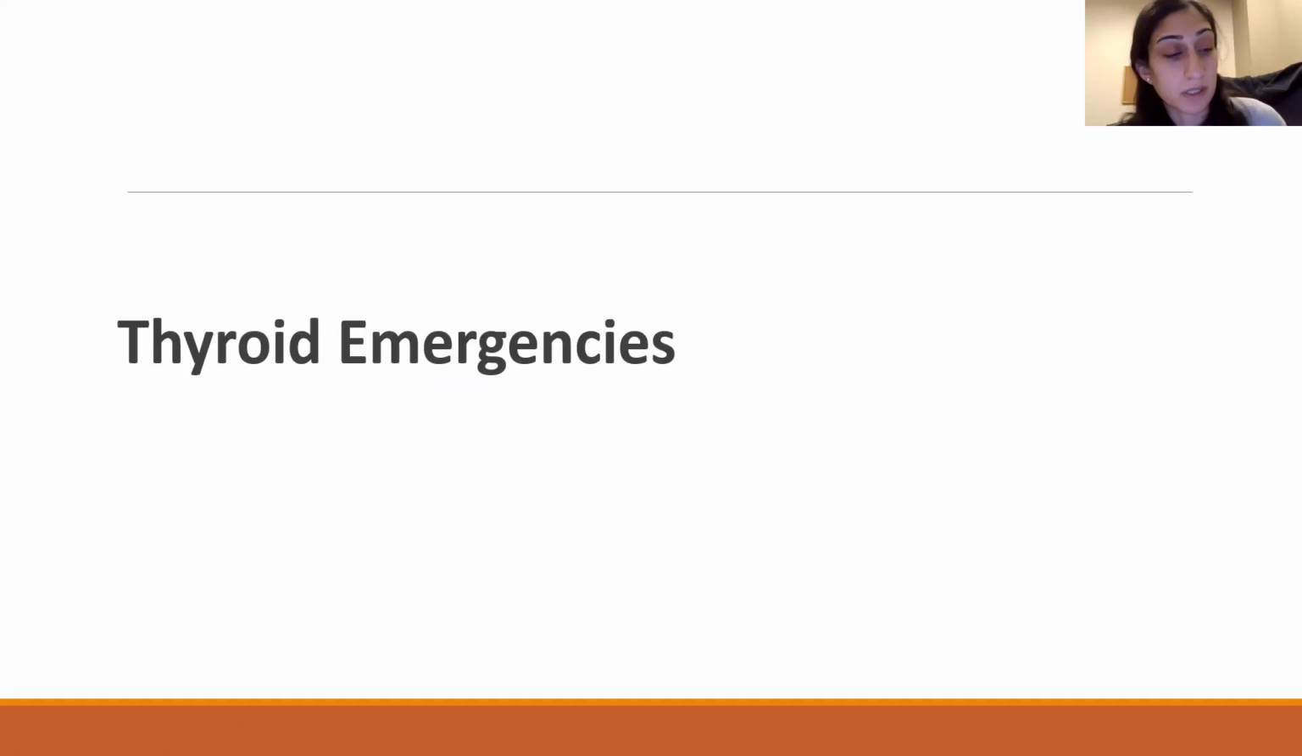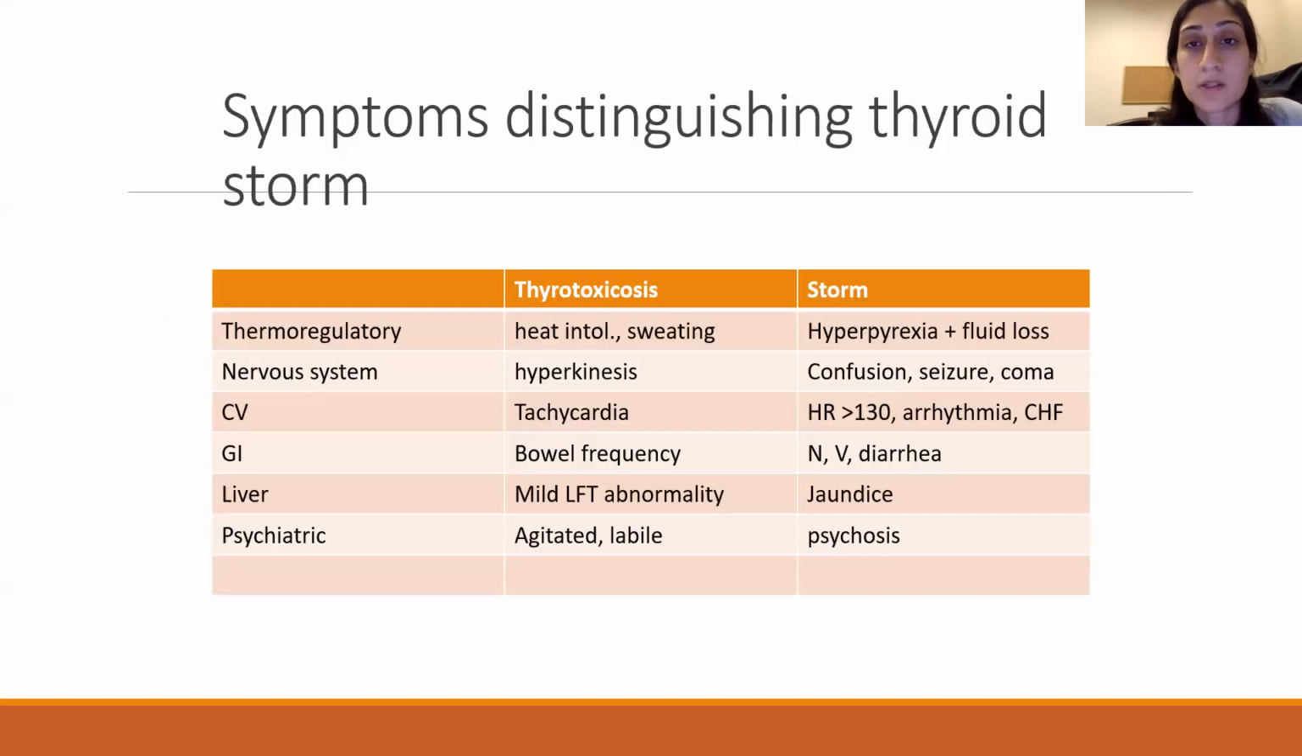All right, and we're actually almost done here. I'm just going to finish up with thyroid emergencies. These are more in the inpatient setting. So really for outpatient providers, it's just about recognizing when to send them to the emergency room. Thyroid storm is an emergency, so they need to be admitted if you think a patient is in thyroid storm.